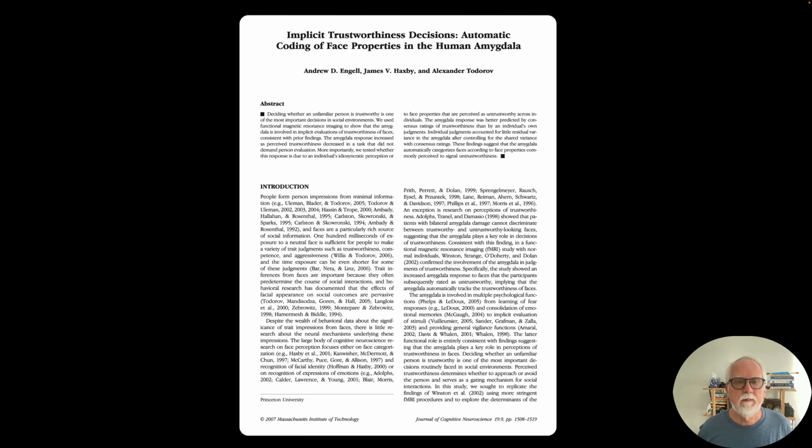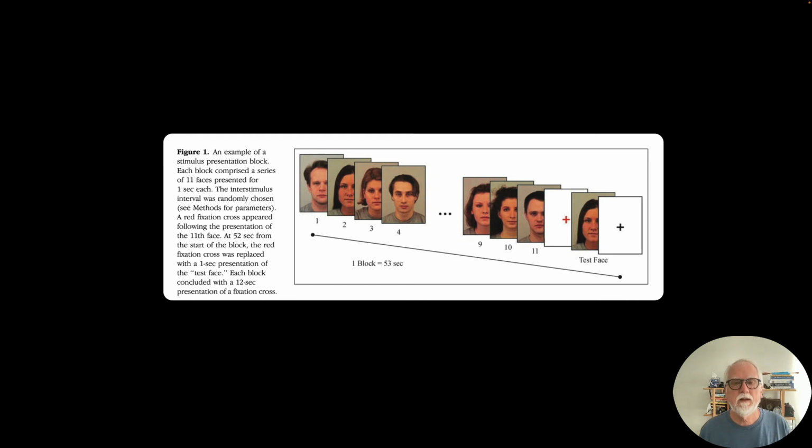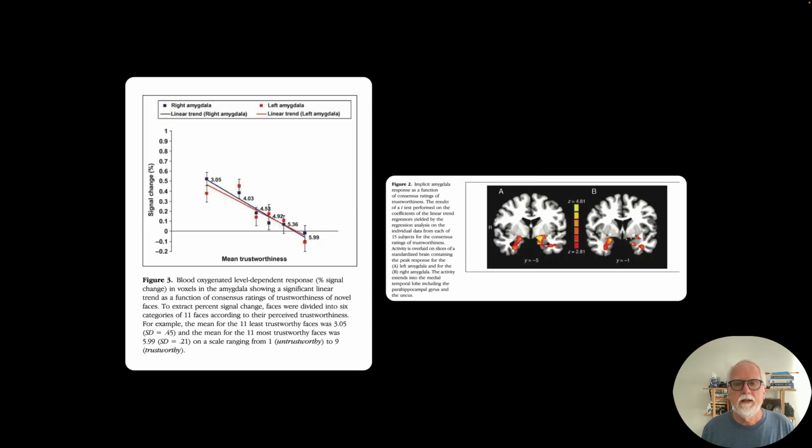Well, we know from this study by Engell et al., which is very similar to the Winston et al. study, that you do make these really automatic decisions about trust. They had these photos that are the same ones I just showed you. They had them rated from the most trustworthy to the least trustworthy, and then they put them into the scanner and measured their amygdala activity.